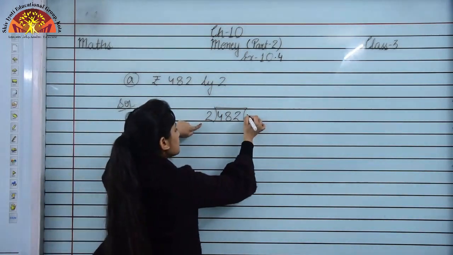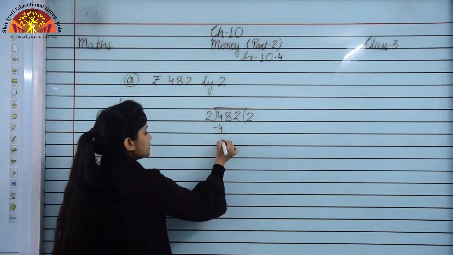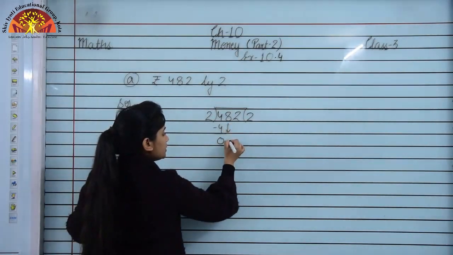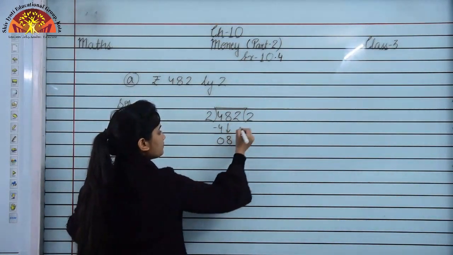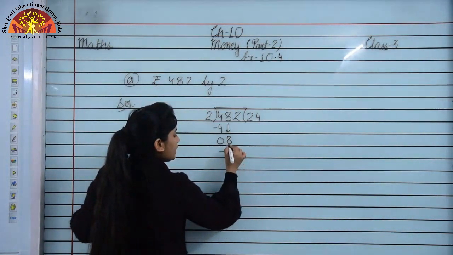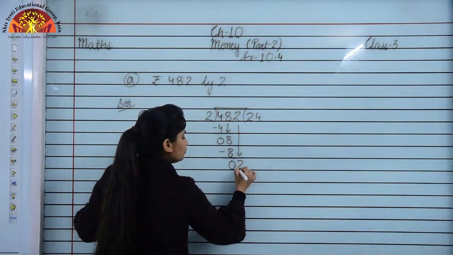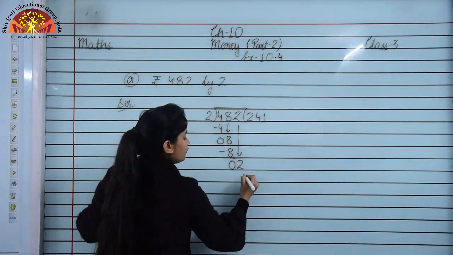Now 2 2s are 4 and the remainder is 0. Now 8 will come down. Okay. And 2 4s are 8. Now again 8 minus 8 is 0. Now this 2 will come down and 2 1s are 2.